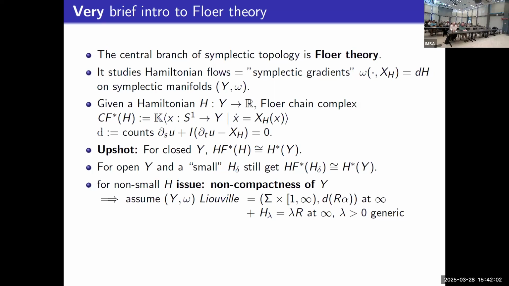So these things, they don't appear. And there's a reason why. But then you also choose Hamiltonians, these H_lambda, which is lambda r, and r is this coordinate here. So you use Hamiltonians which are linear with respect to the radial coordinate, so that things will work out, so that you don't get these infinitely many cylinders.